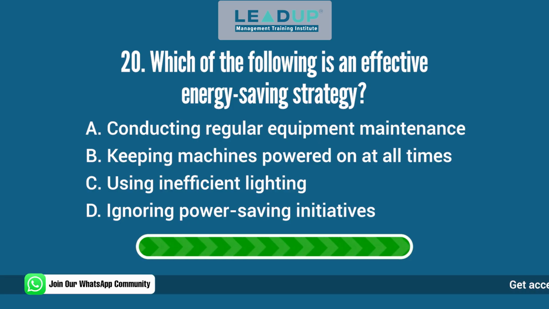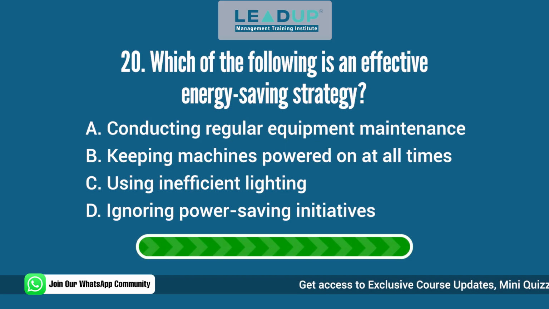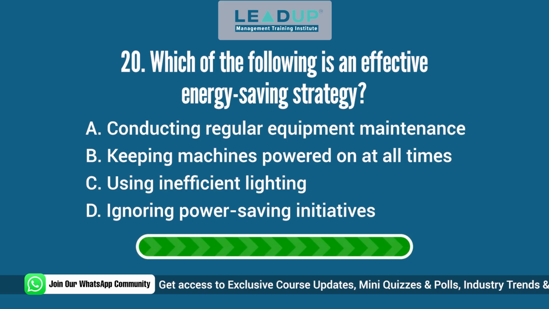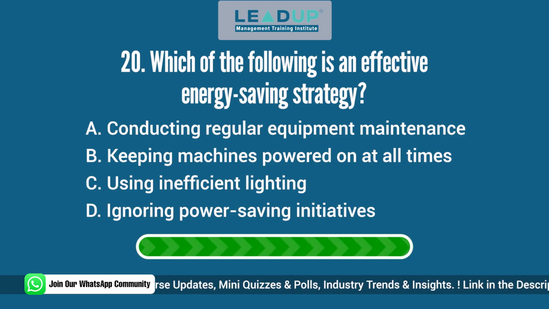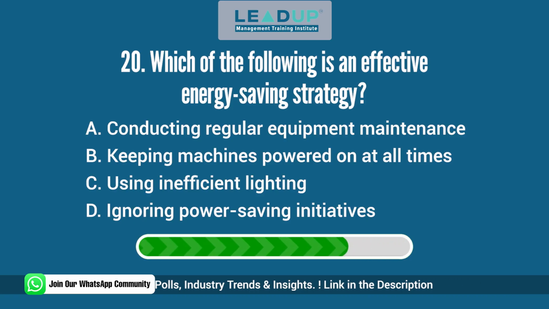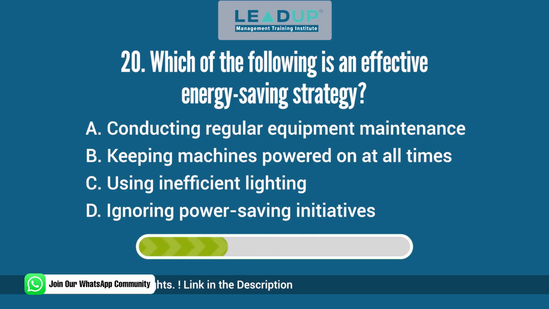Question 20. Which of the following is an effective energy-saving strategy? A. Conducting regular equipment maintenance. B. Keeping machines powered on at all times. C. Using inefficient lighting. And D. Ignoring power-saving initiatives. The answer is conducting regular equipment maintenance.